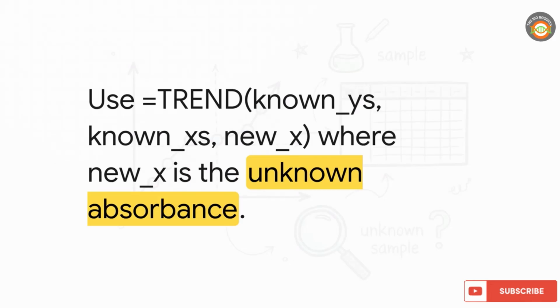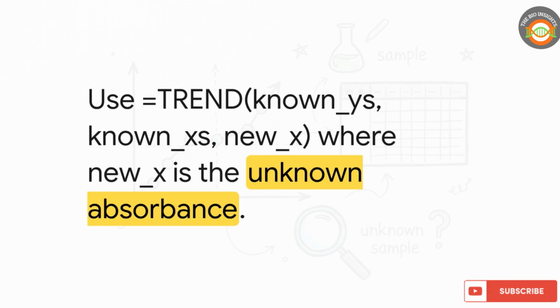Let's look at the syntax for the shortcut. You type =TREND and open a parenthesis. Excel is going to ask for three things. First, you highlight your known_y's. Those are your standard absorbances. Next, you highlight your known_x's, your standard concentrations. And finally, you select the new_x.